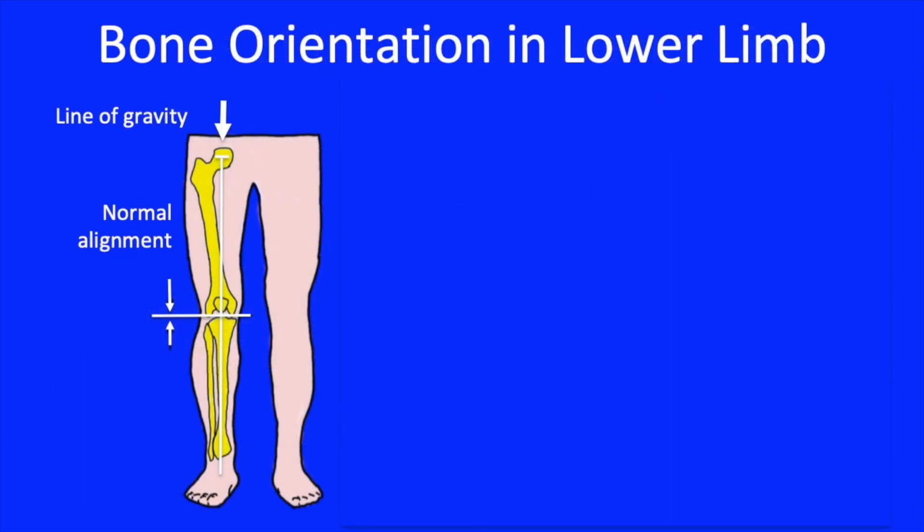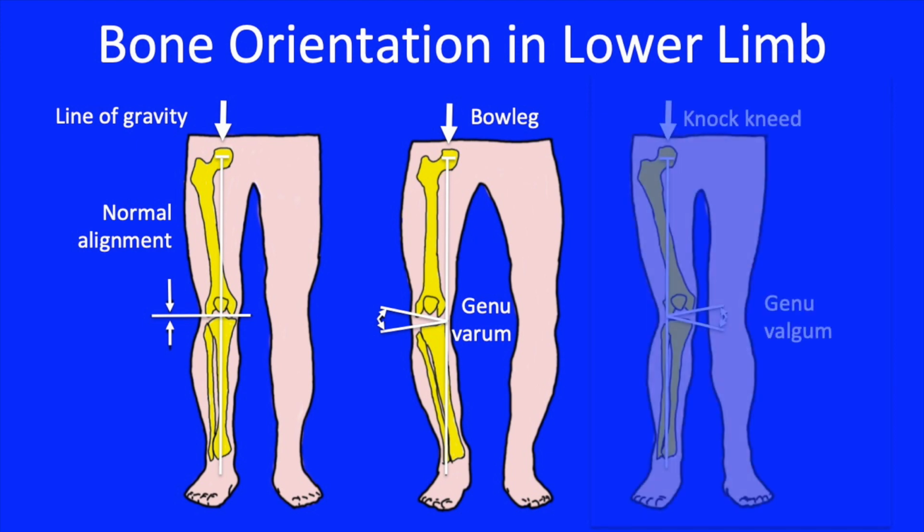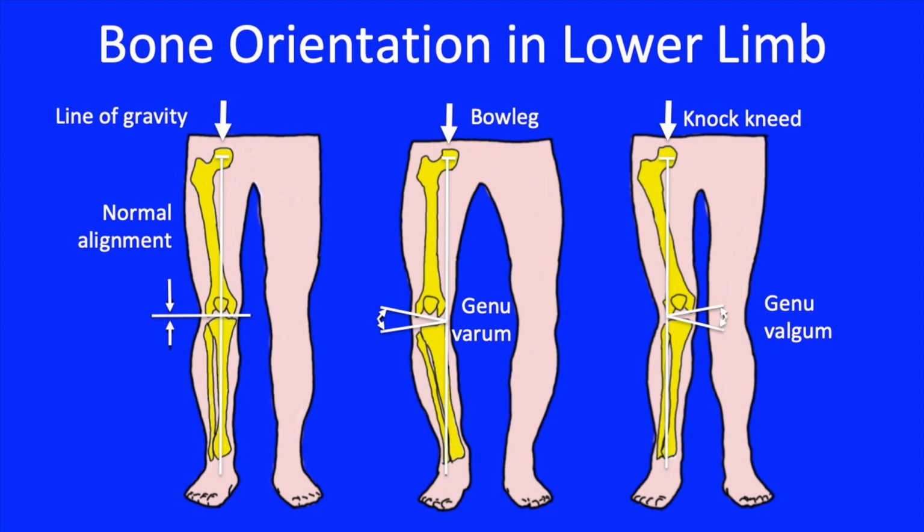Lastly, let's consider the alignment of the bones of the lower limb. This is shown in the slide. If the bones of the lower limb are perfectly aligned, then the line of gravity should pass through the head of the femur, the patella, the tibial tuberosity, and finally the medial malleolus. Unfortunately, this is not always the case. At times, the knee joint can bulge outwards, a condition known as genu varum or bow-leggedness. Or the knee joint can bulge inwards, a condition known as genu valgum or knock-kneed. Both conditions will result in premature degeneration of the structures of the knee joint.